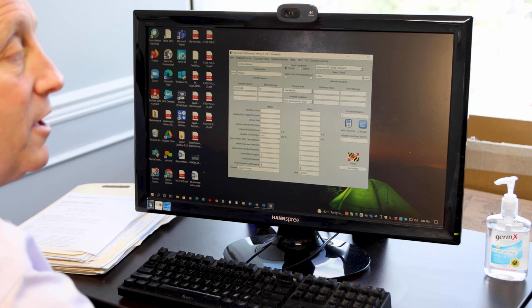I put 10. It doesn't really matter what the child's date of birth is or how old the child is, as long as the child is under the age of 18 at the time you're doing the child support guidelines, or if over the age of 18 has not yet graduated high school. That's a separate issue. Custody type.